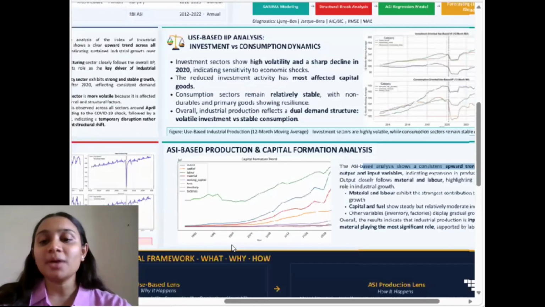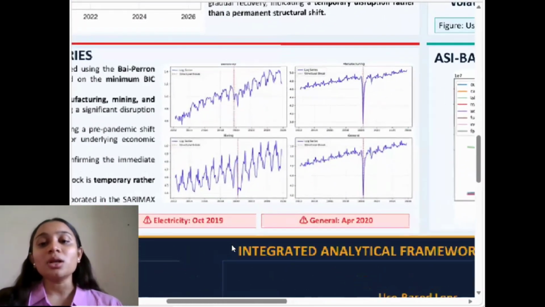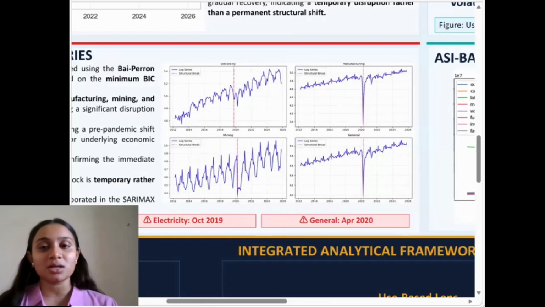Then I do the structural break analysis using the Bai-Perron and Zivot-Andrews unit root tests. A clear structural break is identified in April 2020. This corresponds to the COVID-19 lockdown. But the important point is the recovery trend. So it is a temporary shock, not a permanent structural change.